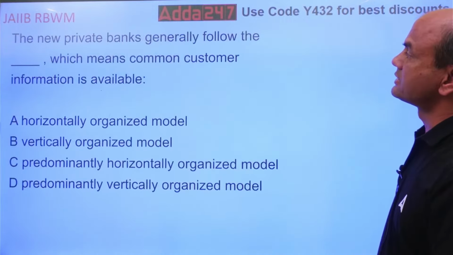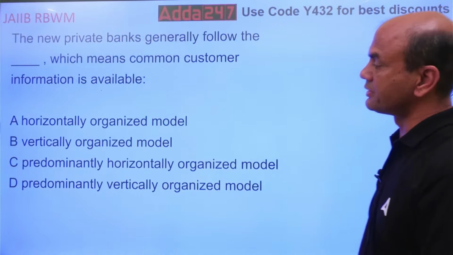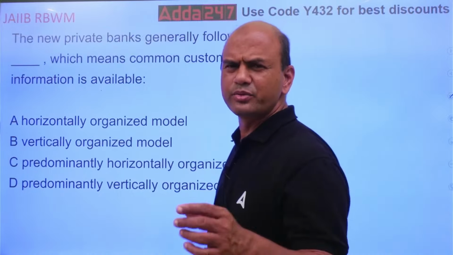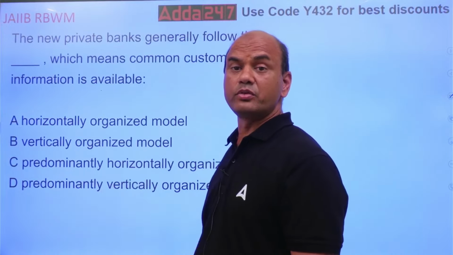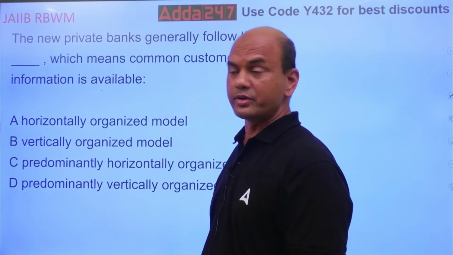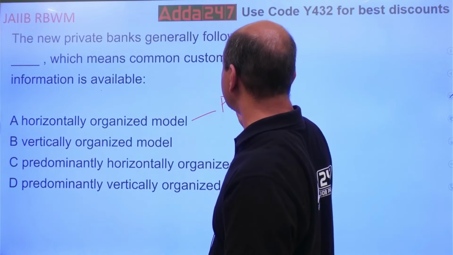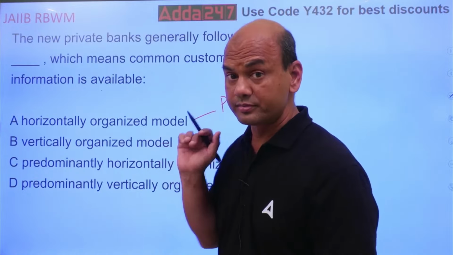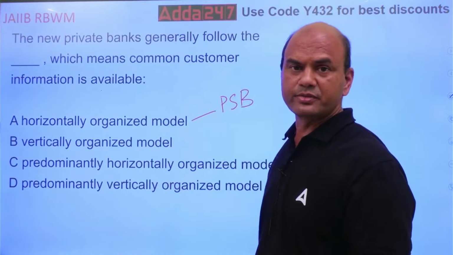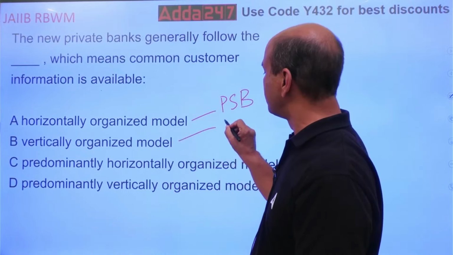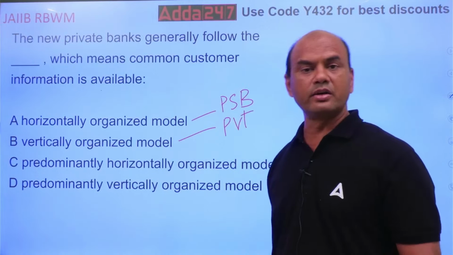The new private banks generally follow the dash, which means common customer information is available. Just now 2-3 questions back we did this. Nationalized banks follow what? Nationalized banks follow horizontal. This is followed by nationalized banks or public sector banks. PSB will call it as per your book. Okay, PSB. So what do private sector banks follow? They follow this model, vertically organized.